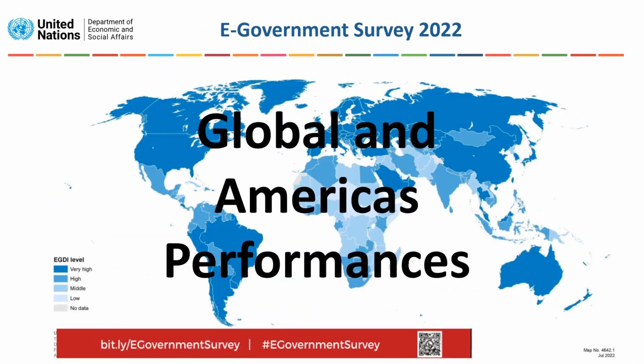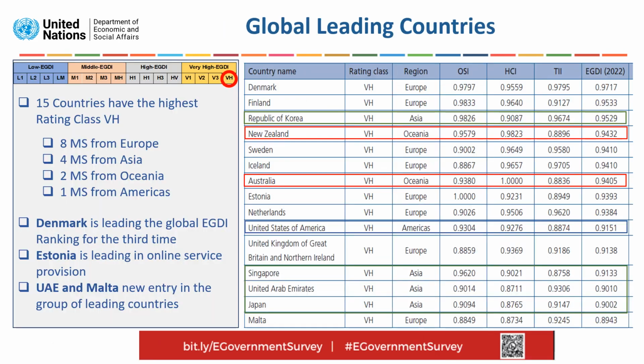Before concluding, allow me to show some global and regional performance, zooming in on the Americas. These slides present the top world leading countries in the highest rating class. We have 8 countries from Europe: Denmark, Finland, Sweden, Estonia, Netherlands, UK, Ireland, and Malta. 4 from Asia: South Korea, Singapore, UAE, and Japan. And 1 from Americas, USA. We also have 2 from Oceania, New Zealand and Australia.